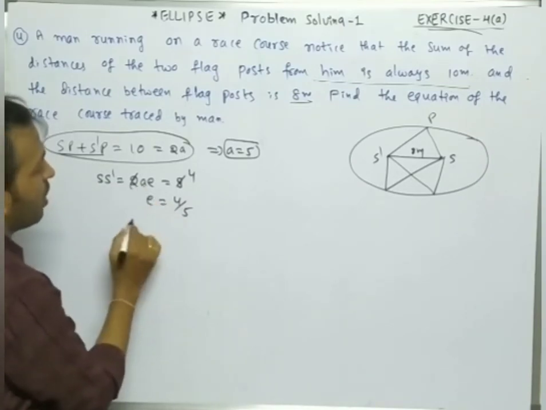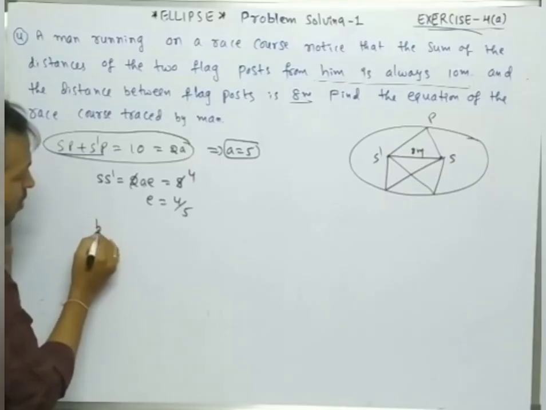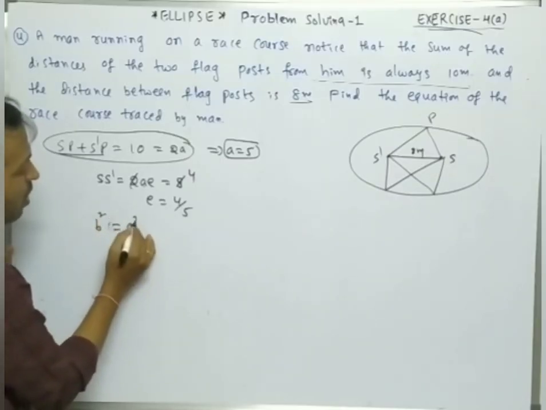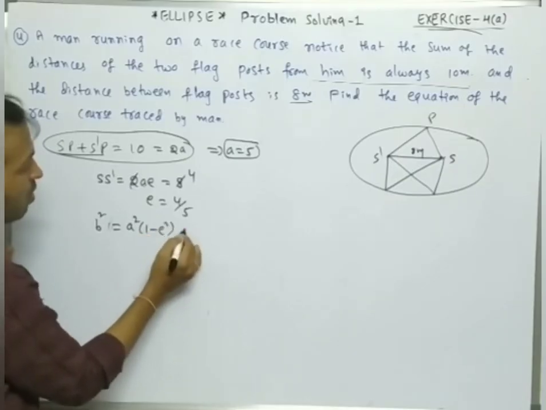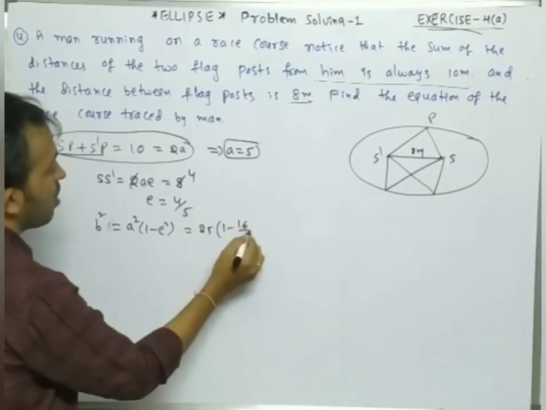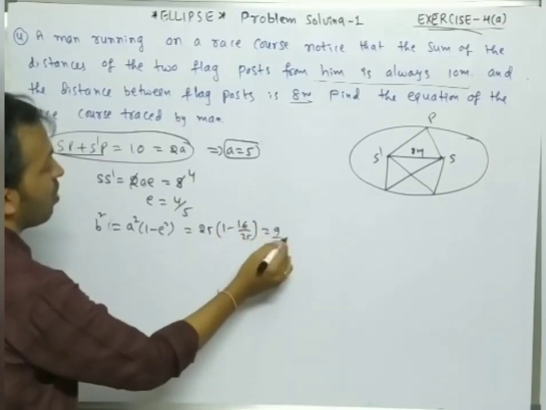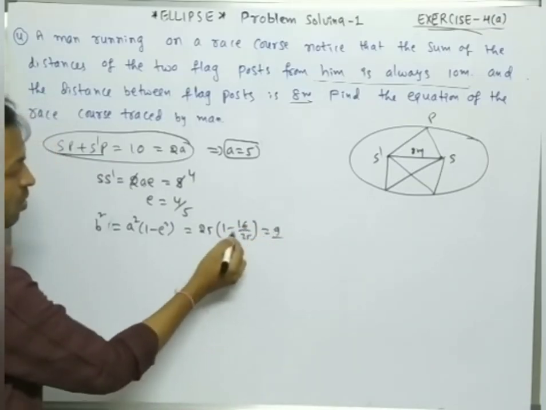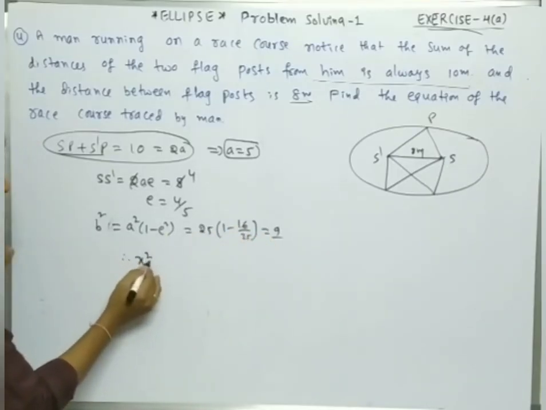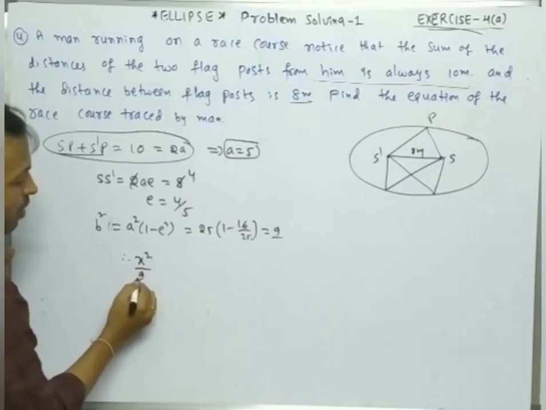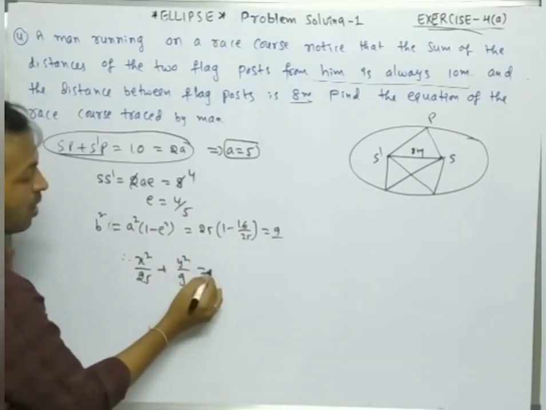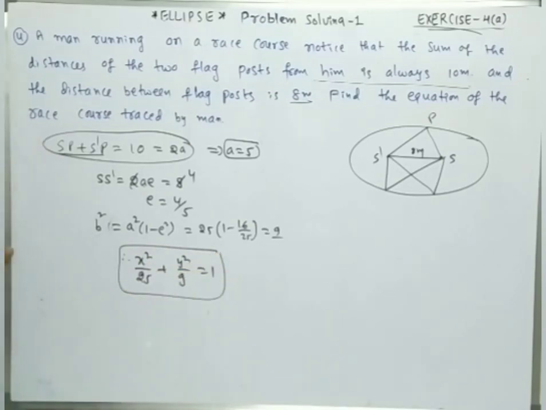a value is 5, right? So now b square is equal to a square into 1 minus e square. So a square is 25, 1 minus e square is 16 by 25, so which is equal to 9. 25 minus 16 is 9, the 25s cancel. Therefore x square by a square, 5 square is 25, y square by b square, 9, is equal to 1. This is the equation of the ellipse.